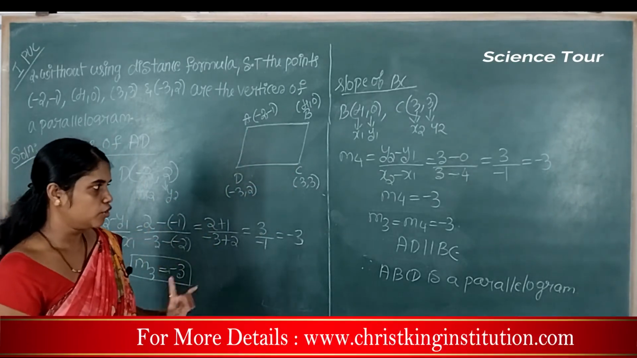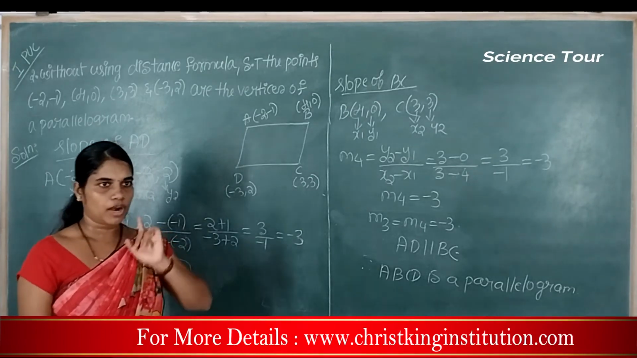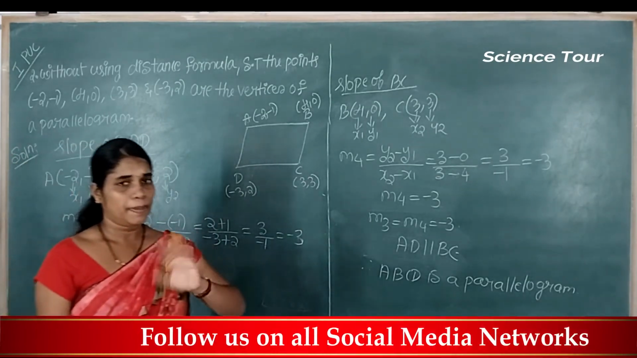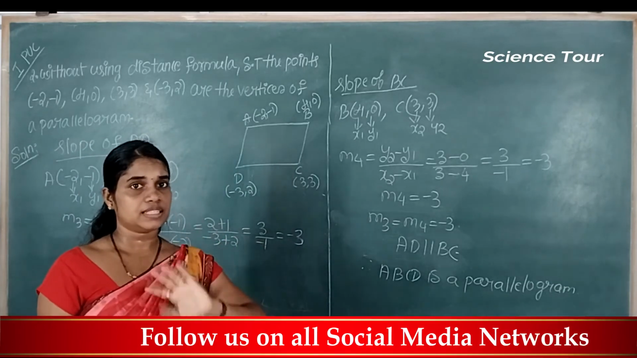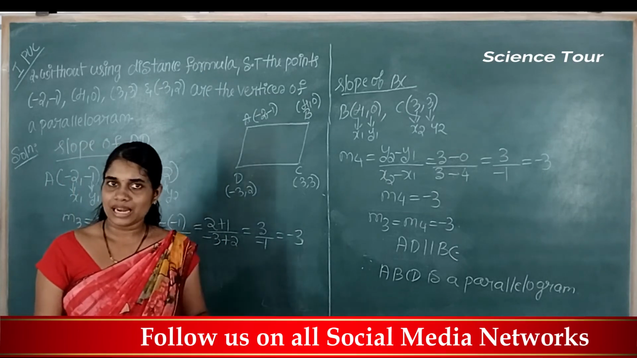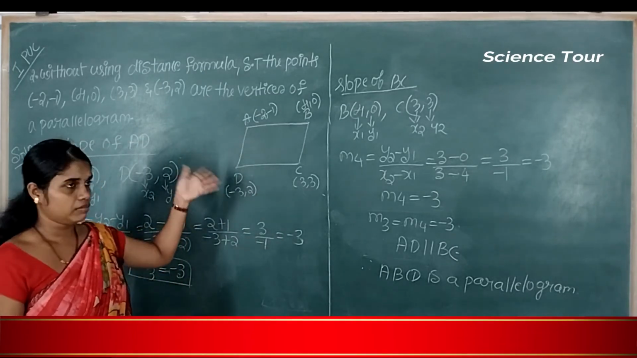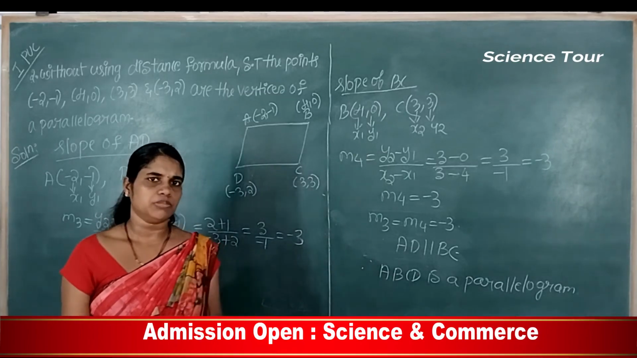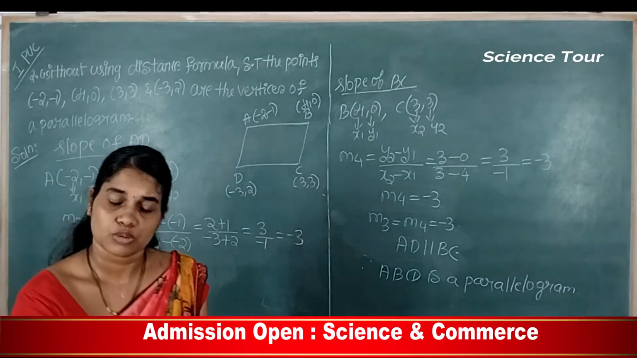One thing you have to remember, to prove any quadrilateral is a parallelogram, it is enough to prove its pair of opposite sides are parallel. If you prove a pair of opposite sides are parallel, then we can say that the given quadrilateral is a parallelogram. Important. Sometimes they may ask it for 2 marks. This is a 2 marks question.